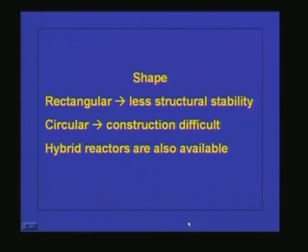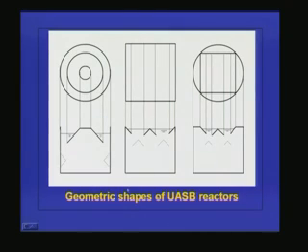Now coming to the shape, we can provide rectangular as well as circular. A rectangular reactor has less structural stability, but a circular reactor has high structural stability, but construction is difficult. And nowadays people are going for even hybrid reactors. That means the bottom portion is circular and the top portion is rectangular, or vice versa, the bottom portion is rectangular and the top portion is circular. So these are the geometrical shapes of a few UASB reactors.